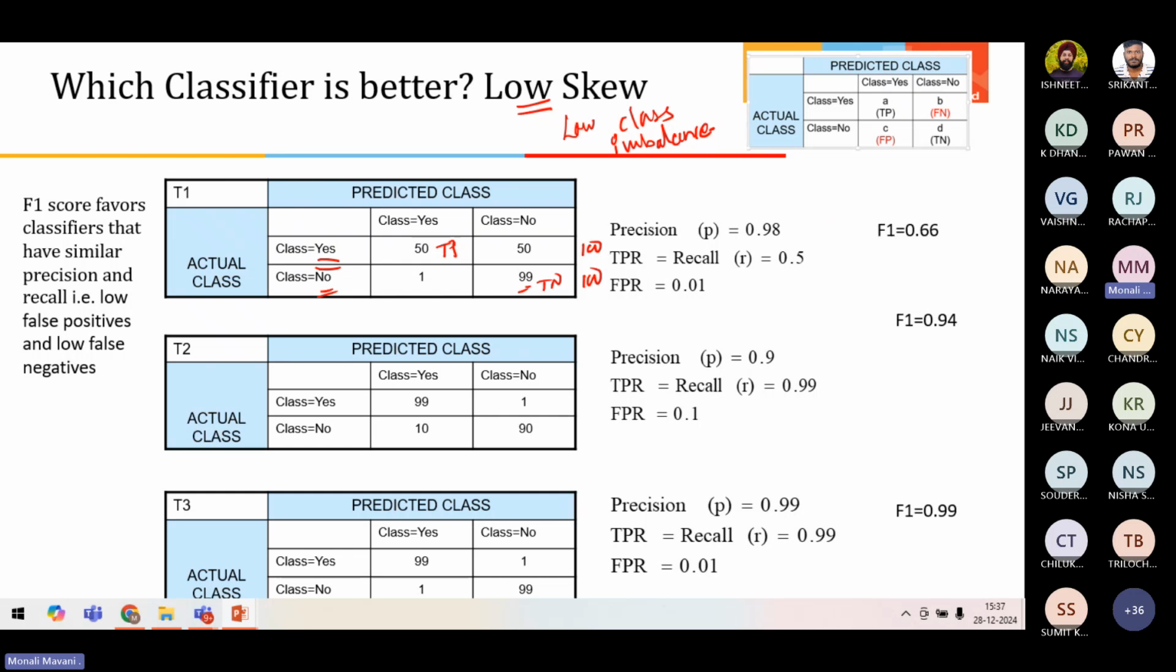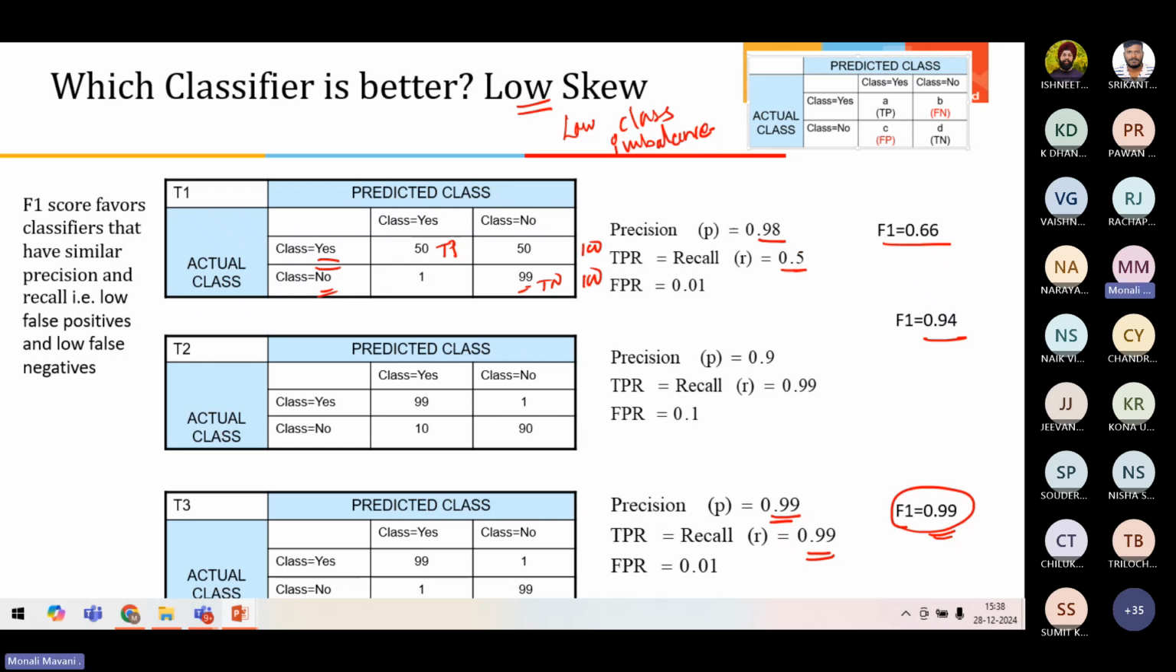We have used these numbers and calculated. Precision is 0.98, recall is 0.5, and the F1 scores are 0.66, 0.94, and 0.99. We do not know the domain, so we can pick the highest F1 score. For that highest F1 score, precision is also high and recall is also high. Compare the first model, where precision is 0.98, good, but the recall is low, 0.5.